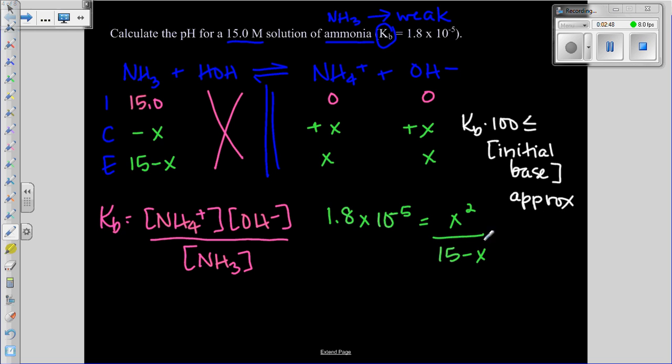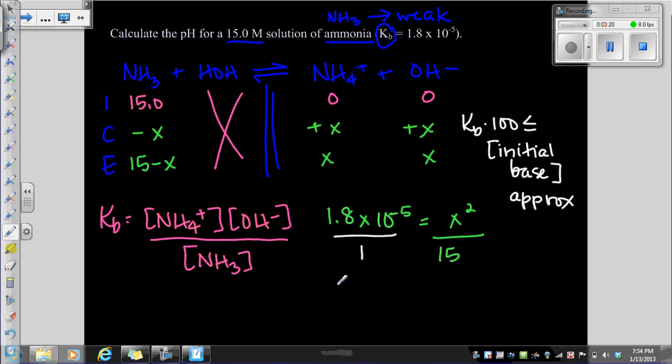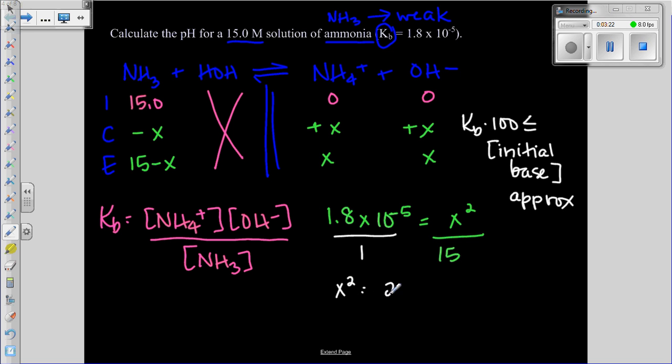When I approximate, I am saying that x is so small that it's essentially 0, not making this x 0, just the one that's added on or subtracted off. So basically, we have 1.8 times 10 to the negative fifth equals x squared over 15. This is like it's over 1, so we are going to cross multiply and then solve for x. So x squared is equal to 2.7 times 10 to the negative fourth.